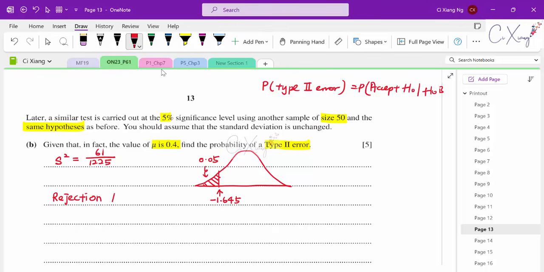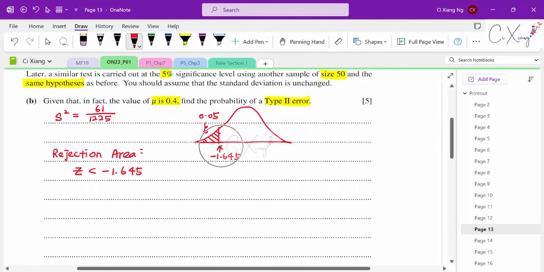So what's the rejection area here? Rejection area means that your Z must be smaller than negative 1.645. If your Z is less than negative 1.645, then basically you reject. But you might ask, hey, I want to find out the acceptance region. So you can find out the rejection region first, then the opposite side of the rejection area will be the acceptance area. All right, so we'll start from this part.